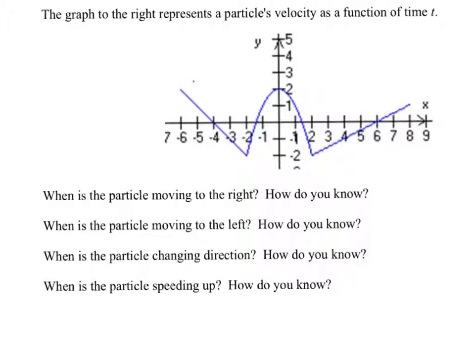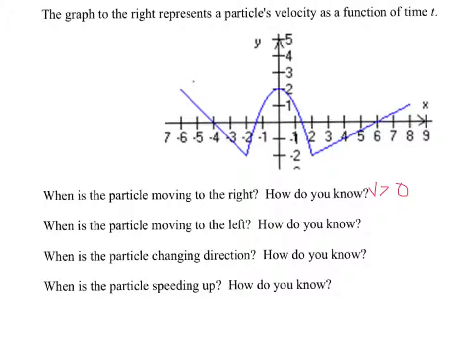Here we have a velocity graph. I'm just going to quickly go through the justifications and the how do you know, and I would rely on you to actually go back and give me the intervals, because this is review. When is the particle moving to the right? Remember, moving to the right or forward are the same thing whenever velocity is positive. So from -6 to -4, from -1.5 to about 1.5, and from 6 to 8. So how do you know? It's just whenever velocity is greater than 0.